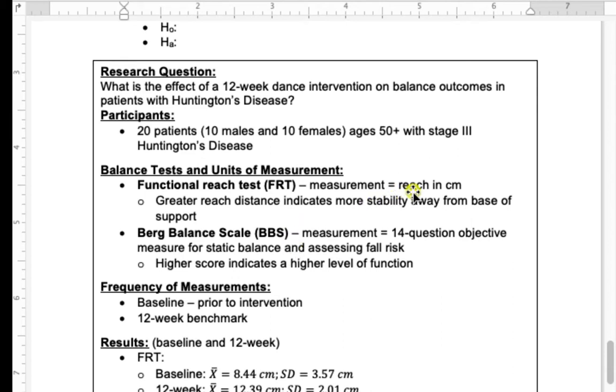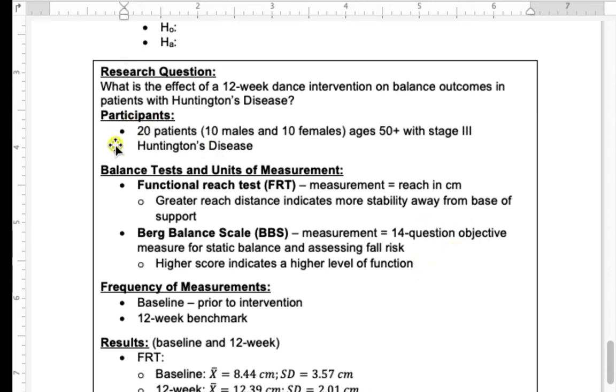The functional reach test is measured in centimeters, so the greater the distance a person can reach away from their body, the more stability that they have, or the better balance that they have. The Berg balance scale is a 14-question objective measure that's going to help assess static balance and fall risk. So if you have a higher score on this test, that indicates a higher level of function or better balance.